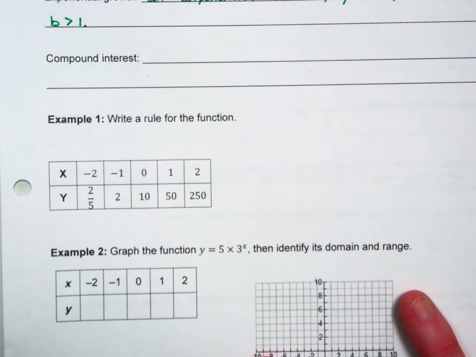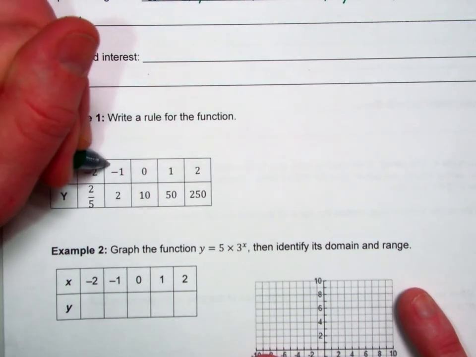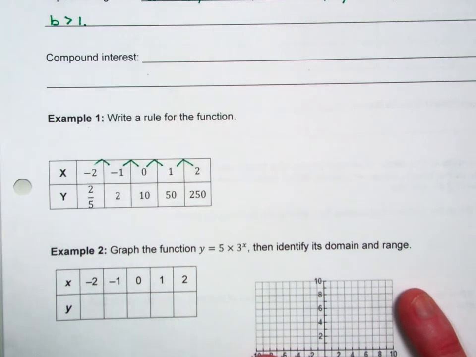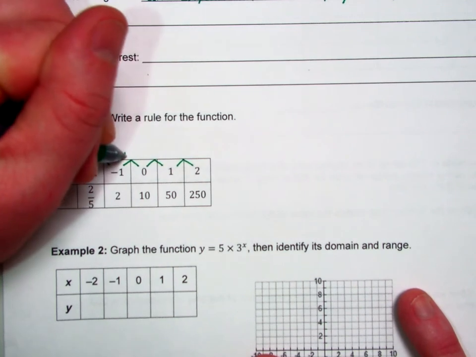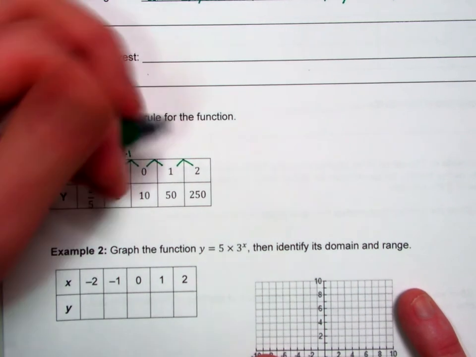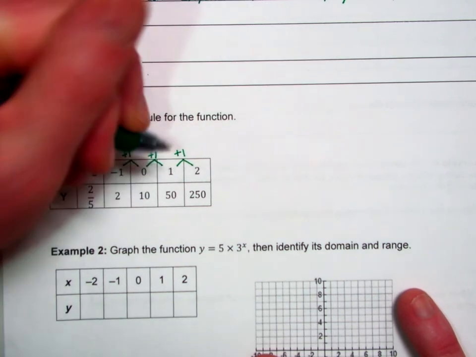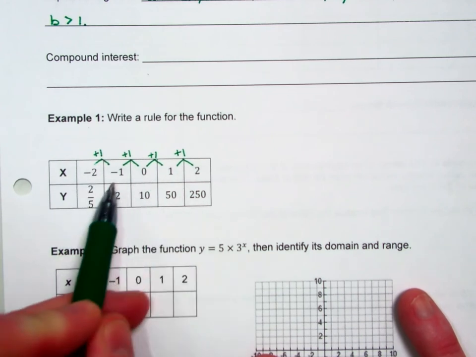So you'll notice that when we look at example number 1 here, as you go along your x values, you're still looking for the same consistent difference here. Okay? So from -2 to -1, I'm adding 1. From -1 to 0, I'm also adding 1. From 0 to 1, I add 1. And from 1 to 2, I also add 1. Okay, so we still have our same consistent differences in our x's.